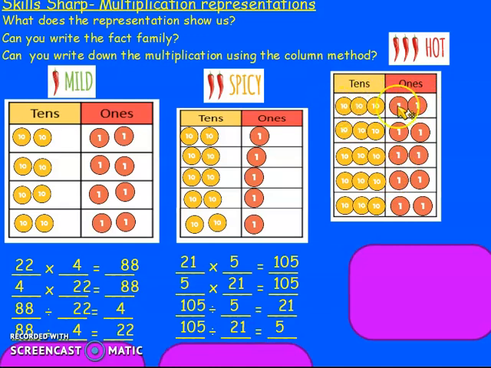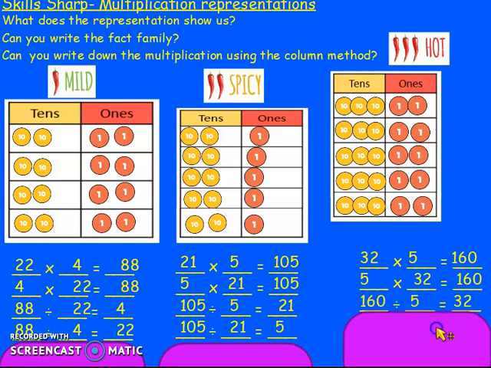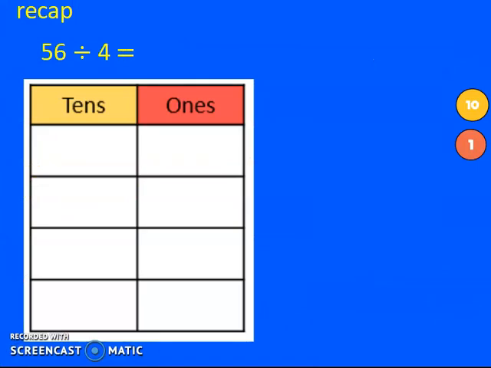The last one, how many do we have in each row? 10, 20, 30, 2. So 32 times 1, 2, 3, 4, 5 equals 160. Now this is the same as 5 times 32, and then we have 160 divided by 5 equals 32, and 160 divided by 32 equals 5. Well done for working those out, and let's move on.